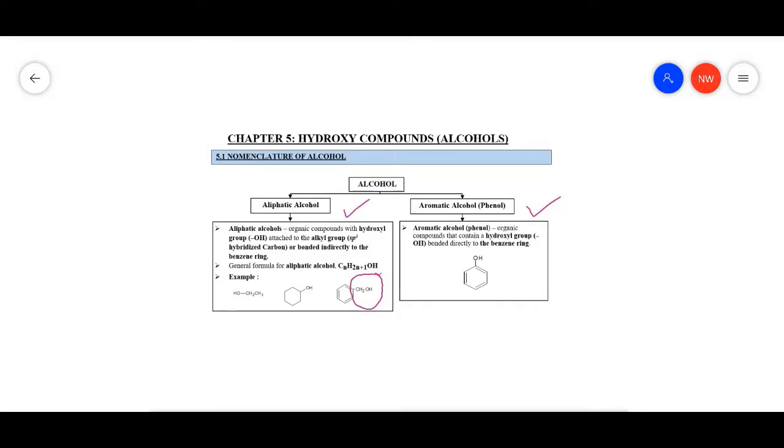So, general formula for aliphatic alcohol adalah CnH2n+1 OH. Example-nya macam kat bawah lah. Kita ada ethanol, kita ada cyclohexanol, kita ada dekat sini benzyl methanol. Okay.